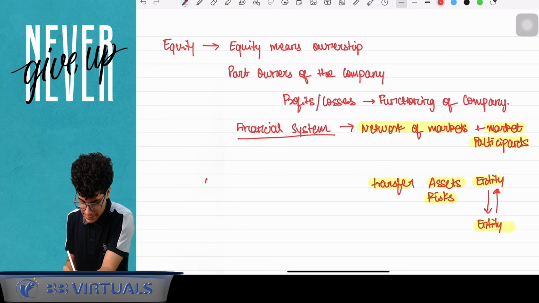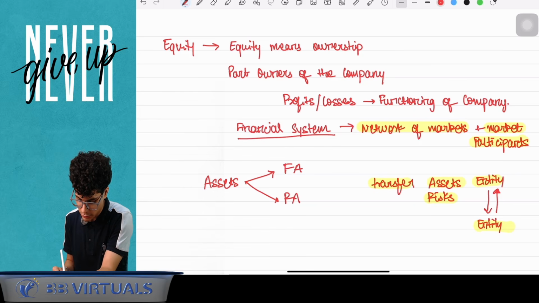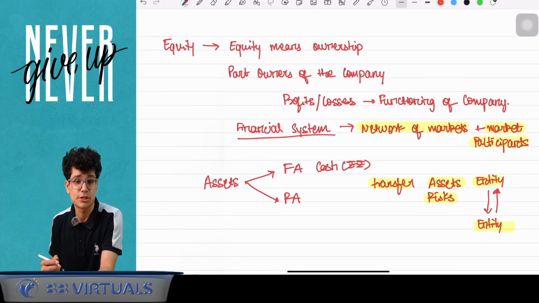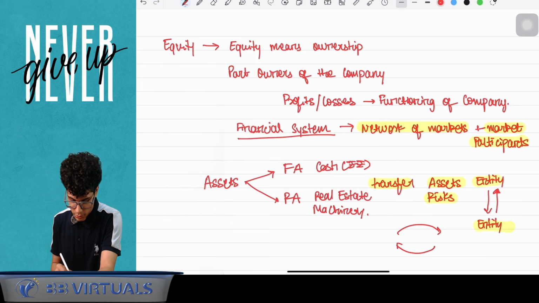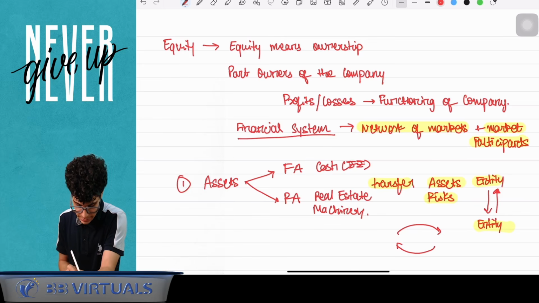Okay, sir. Now what do you mean by assets? Sir, assets can be of two types, either financial assets or real assets. What are financial assets? Financial assets is cash. Okay. Real assets are assets that are very tangible in nature. For example, real estate or machinery. Okay. So they help to transfer one asset in exchange for another. One was asset, and the other is where they help to transfer risk.